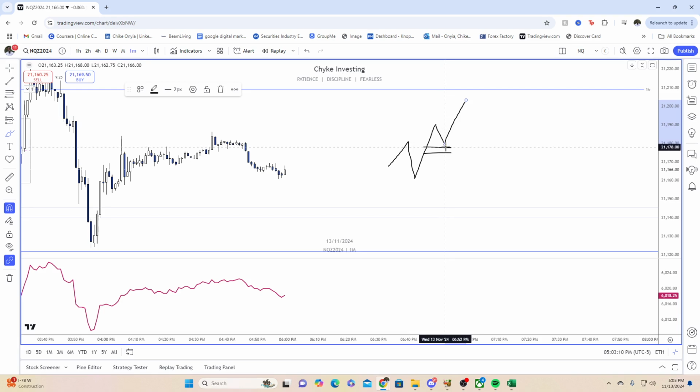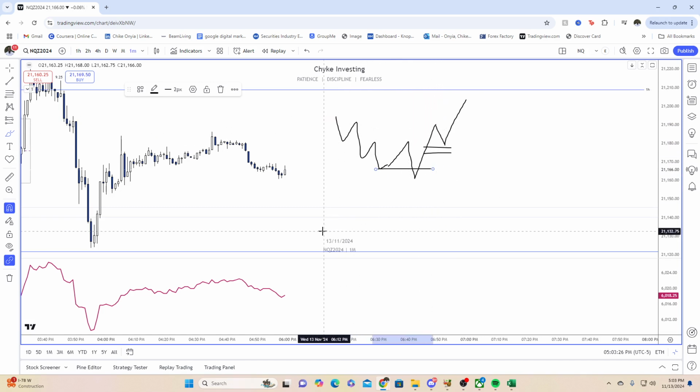We can either return back to this fair value gap or we can keep it open. Typically on the left, you'll see maybe a series of lower lows and lower highs. Market structure right here is bearish until we purge liquidity right here and then break that bearish market structure.